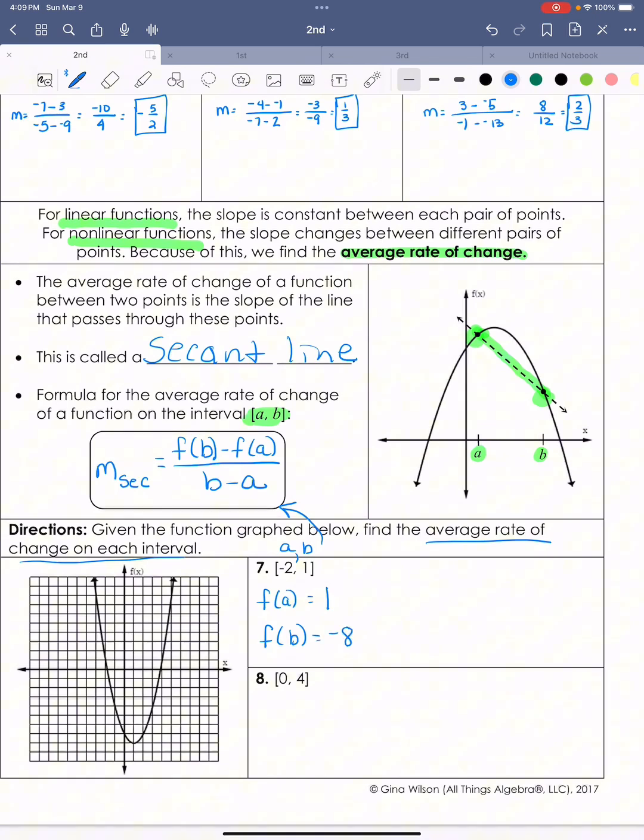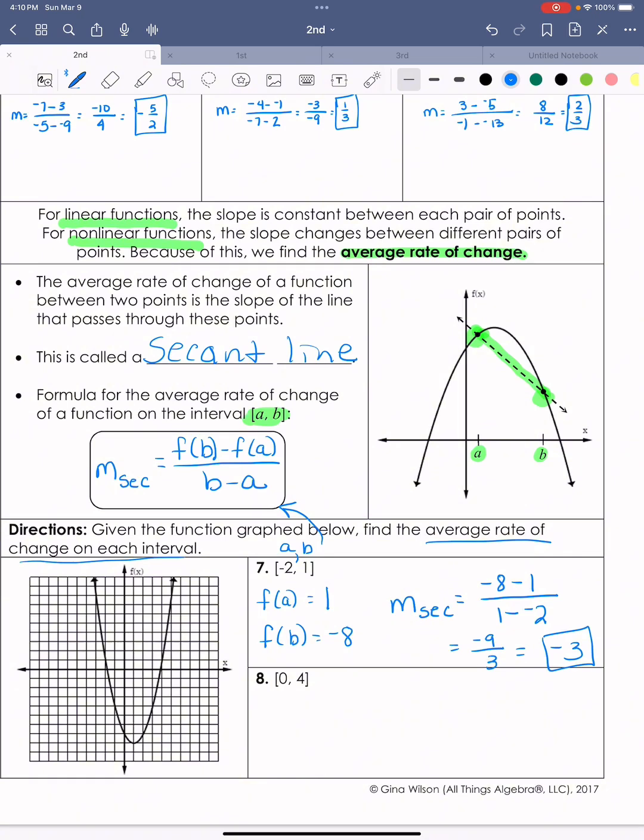Now you have everything you need to fill into your formula. So we're going to say, okay, the slope of the secant is f of b, which was negative 8, minus f of a, which was 1, over b, which was 1, minus a, which was negative 2. Negative 8 minus 1 is negative 9. 1 minus negative 2 changes to plus a positive, so you have 3. So your slope here is negative 3.